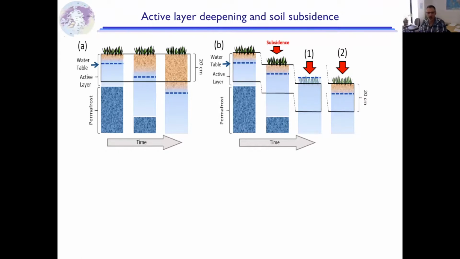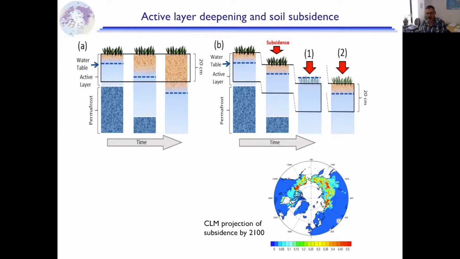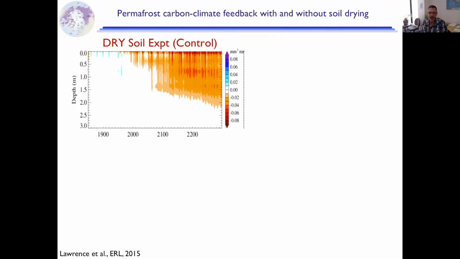And so we wanted to ask the question, and this is a map down here on the bottom right showing the projected subsidence by the year 2100 from our model. So we wanted to ask the question then, how much of an impact would this have on the permafrost carbon feedback if the soils didn't dry like our current model is projecting? So we did two experiments. The nice thing about models, you can tell them to do exactly what you want. And so we did two experiments.